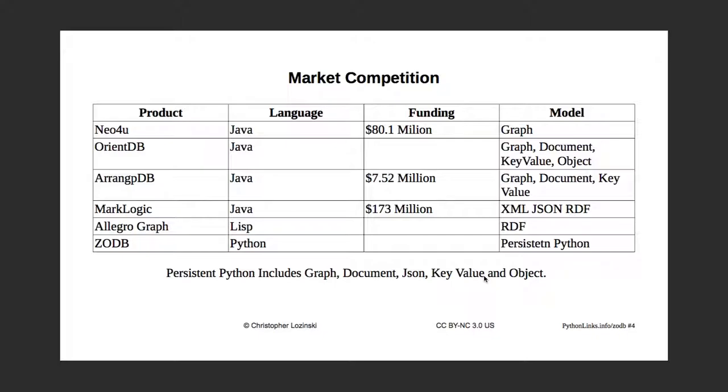And in particular, what they do is they publish a particular type of model that they support. Something like Neo4j or AllegroGraph, they just have one type of model they support. Some of the others have several types of models. But you come to something like ZODB, written in Python, it'll support any model you want. It's persistent Python. Any Python data structures you want to represent, it'll store it. So much more powerful, much more flexible.